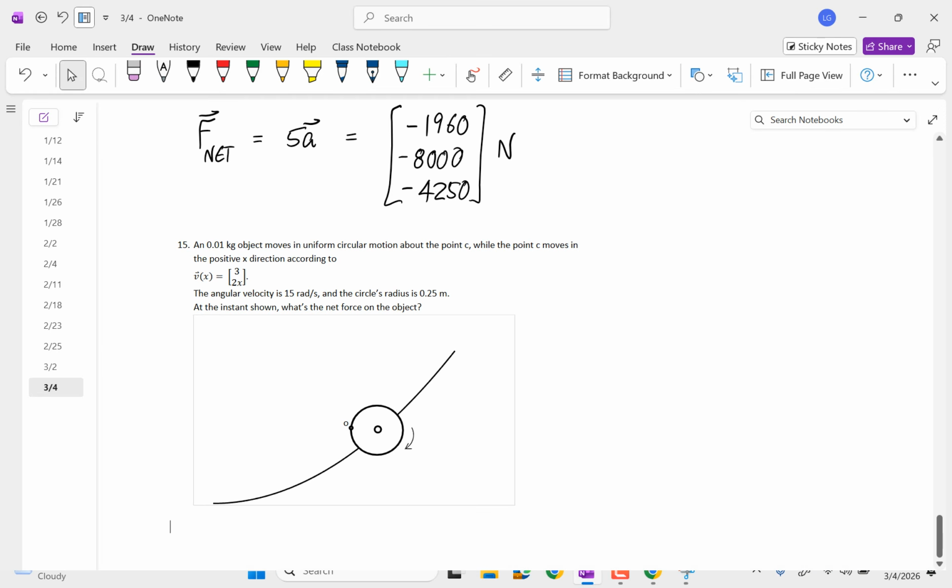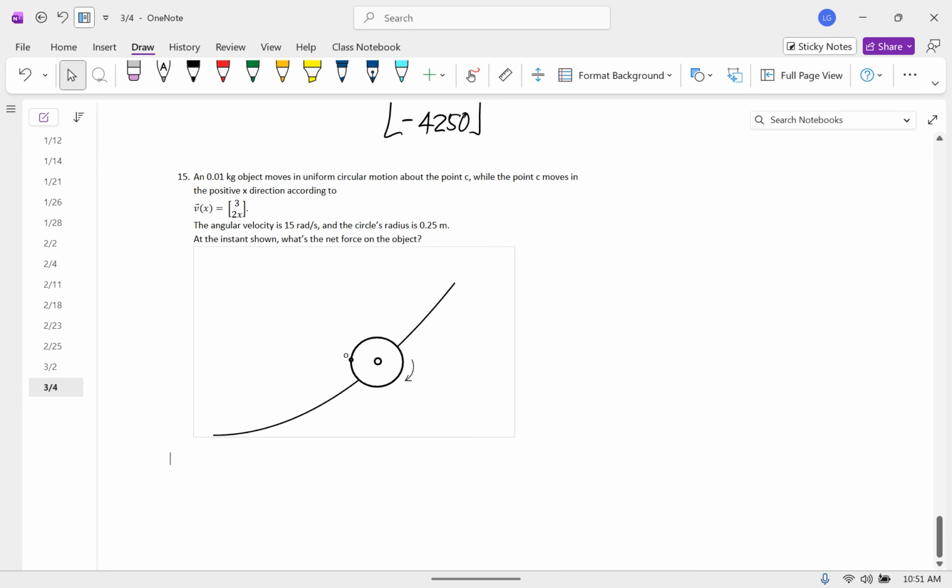Okay, so number 15. So we have this spinning disk that's moving along this path. And the center of the circle is C. How do you know that the center of this disk is accelerating, from just glancing at what you're given in the problem? Exactly. The velocity isn't constant in time, so it has to be accelerating.